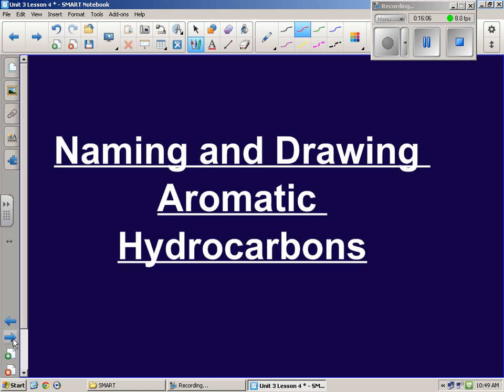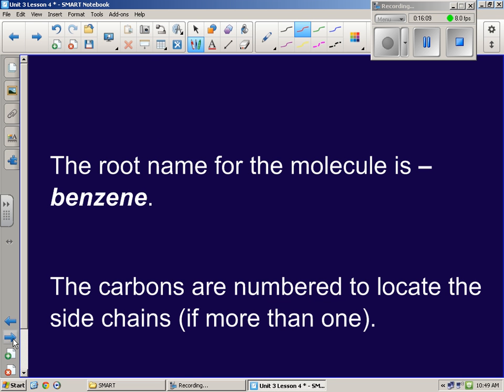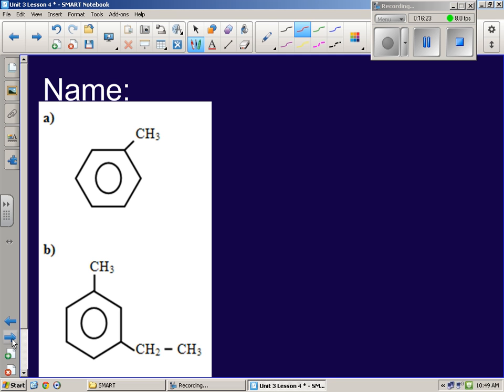If you're naming and drawing aromatic hydrocarbons, the root of the word is always going to be benzene, when it has that benzene-looking structure. The carbons are numbered to locate the side chains as quickly as possible, as always. Here are some examples. There's no cyclo here, because we know that benzene is a cyclic structure. In this case, this is the benzene ring, with the circle, and we have a methyl group added on. We don't have to be specific about where that is, because we assume it is on the first carbon. So it's methylbenzene for that one.